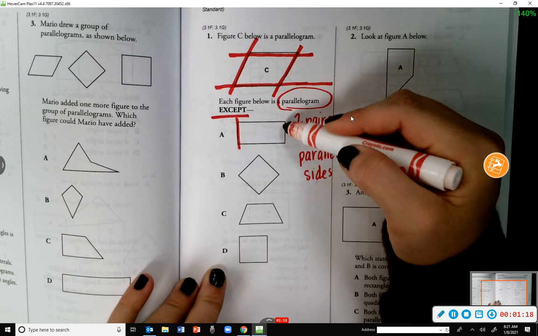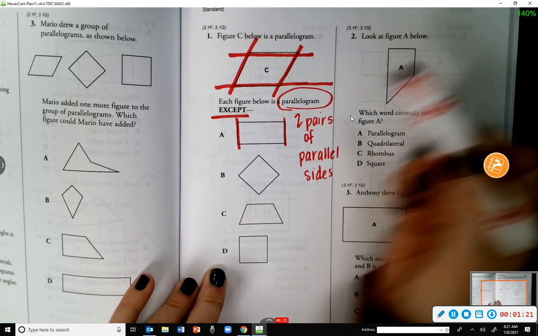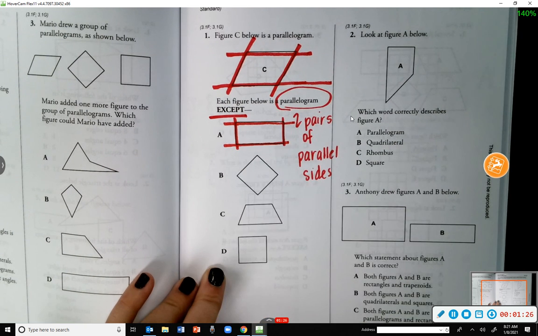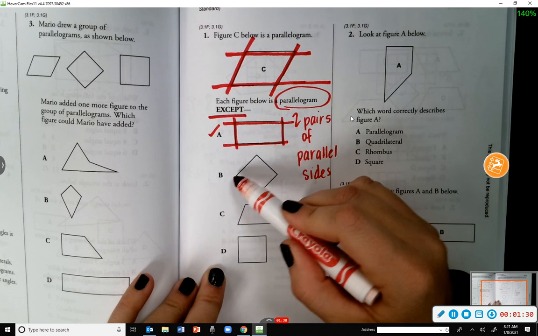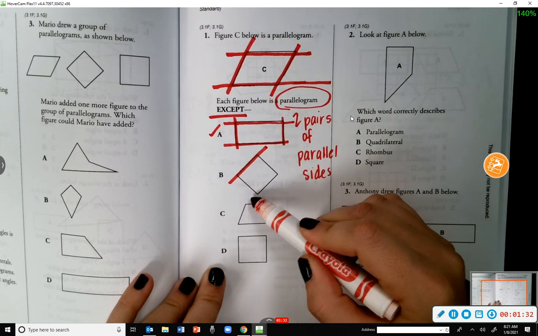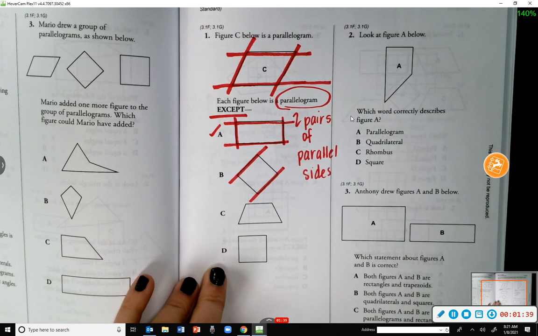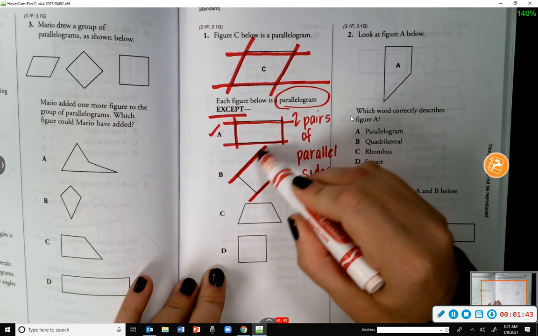Are the left and the right parallel? Yes. Are the top and the bottom parallel to each other? Yes, so that is a parallelogram. Okay, B. Let's do top and the bottom. Are they parallel to each other? Yes. Okay, so Kelsey, you think these are going to intersect if I can continue drawing them?